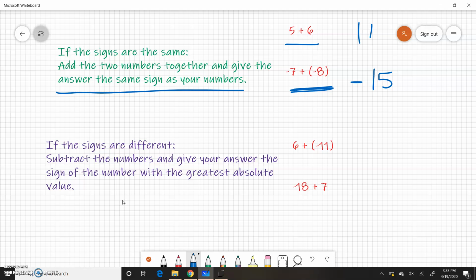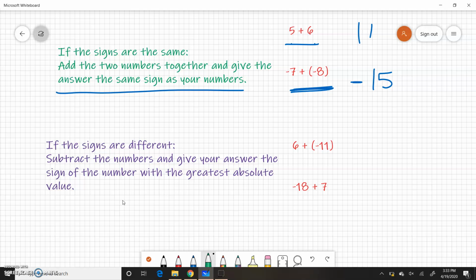So if the signs are the same, you simply add your digits together. 5 plus 6 is 11, 7 plus 8 is 15, and then the symbol that goes on each of your answers is just the symbol that is in the question. So 5 plus 6 is positive, so my answer is positive. Negative 7 and negative 8 are negative, so my answer is negative. Now, so that's the first type of question you'll have.